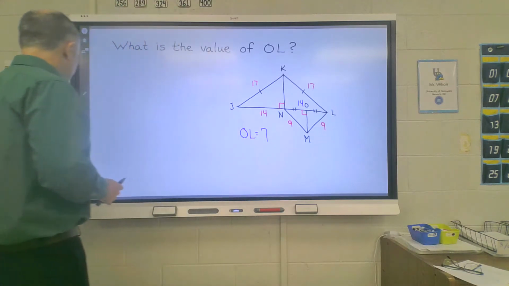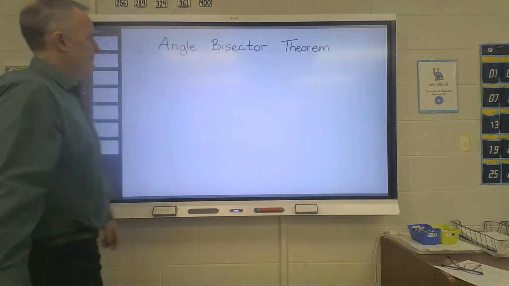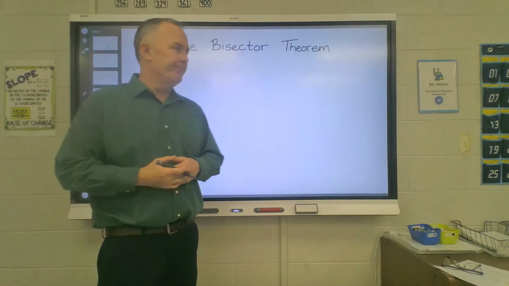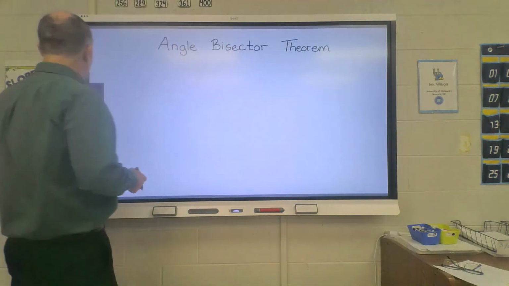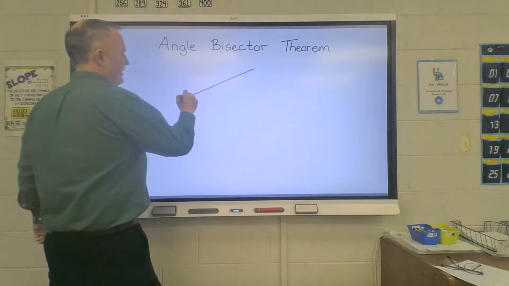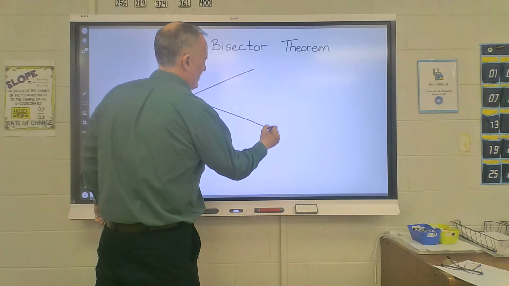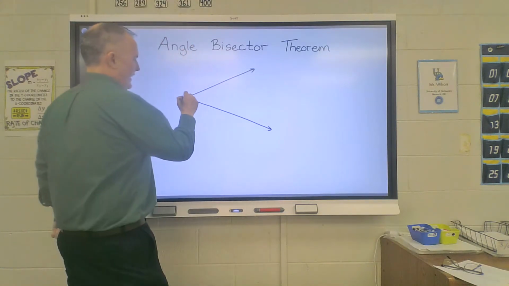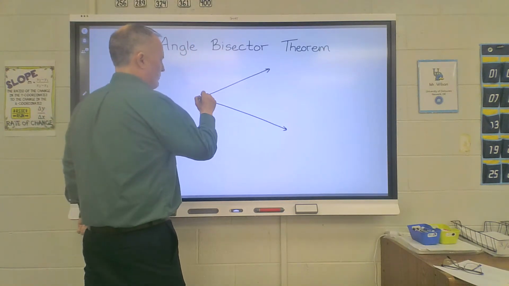Let's move on to angle bisectors and the angle bisector theorem. So the angle bisector theorem says that if we have an angle, and we have, come back here.